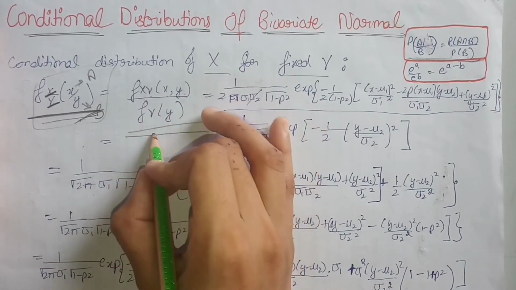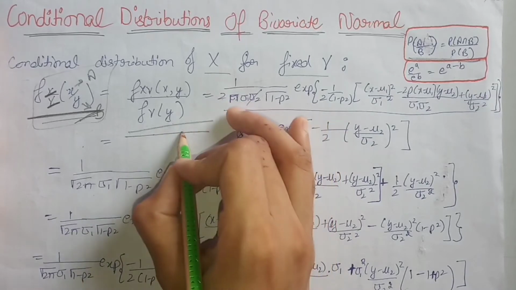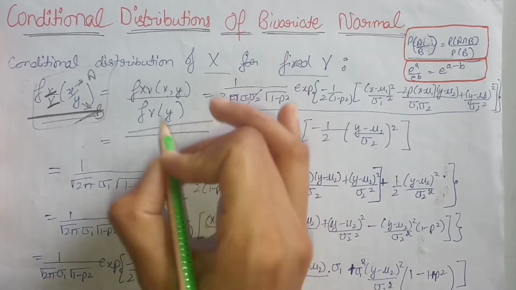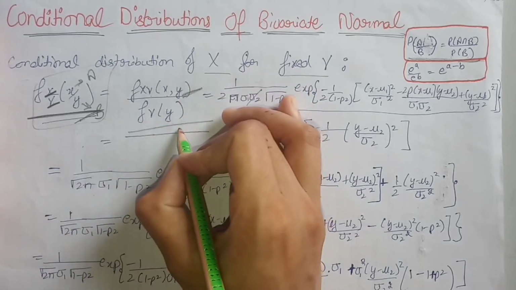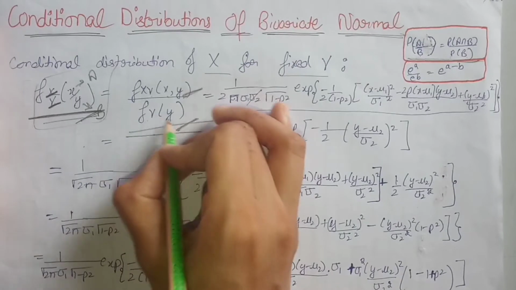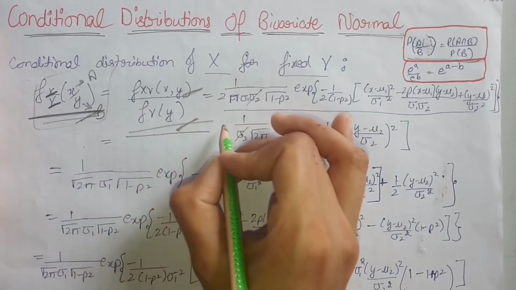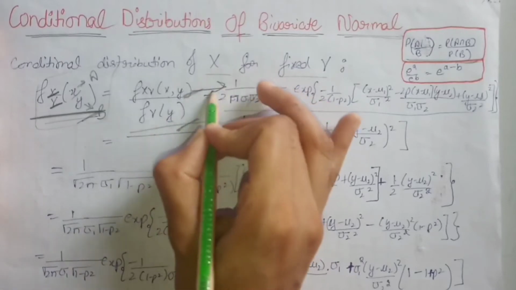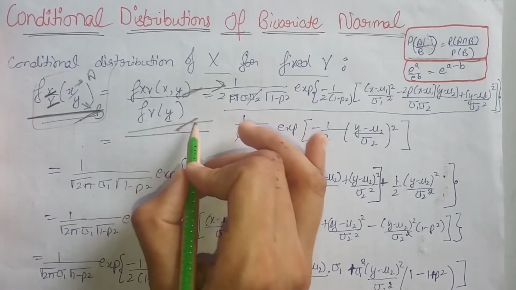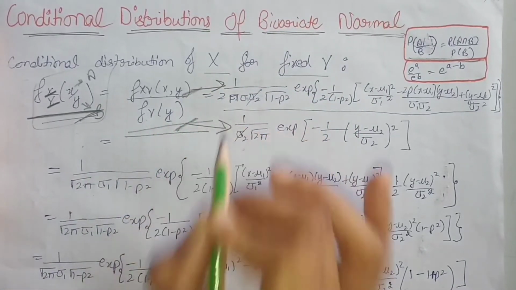We have already uploaded videos on our channel in which we have calculated the joint probability function of x and y, and another video in which we have calculated the marginal probability function of only y. You can watch those videos also. Now we know that the joint probability function of x and y is this, and the marginal probability function of y is this.